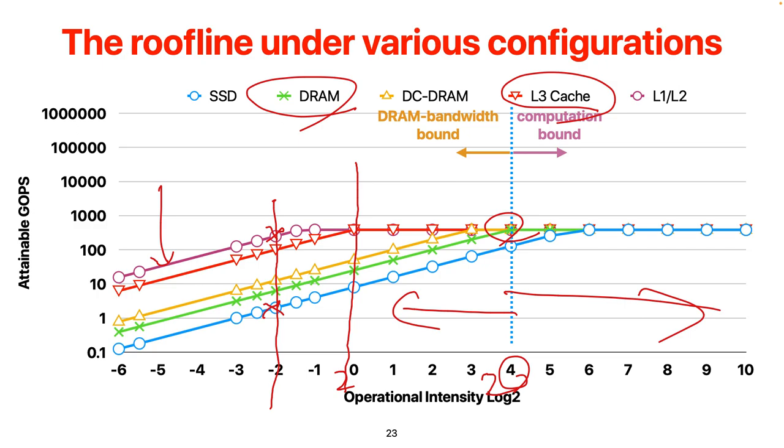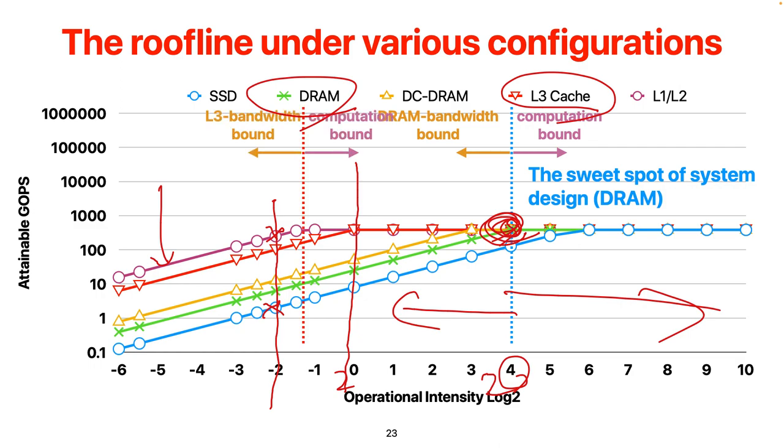However, if the algorithm itself is very operationally intensive, then the data supply probably doesn't matter that much. And in system design, we always want our system to be right at this corner, the turning point, because it tells you I'm not wasting any memory bandwidth and I'm not wasting any of my computational resources. That's the sweet spot every system design would like to see. And how do you know if you are at the sweet spot or not? Look at the roofline model.